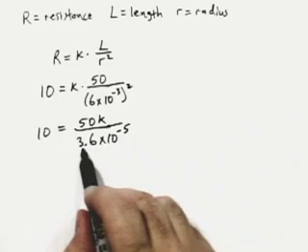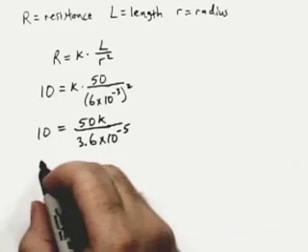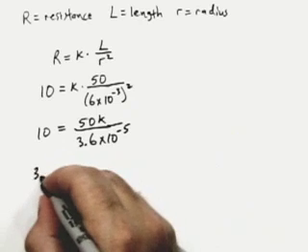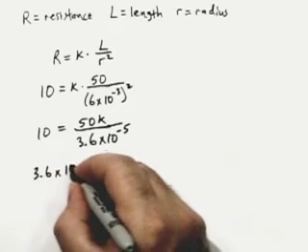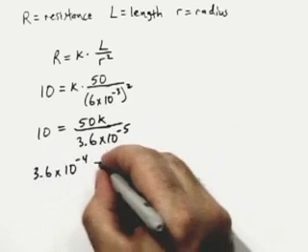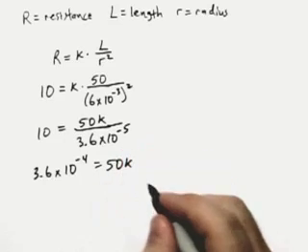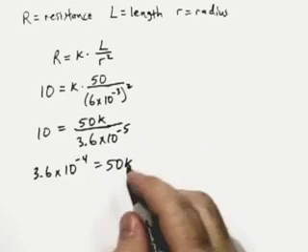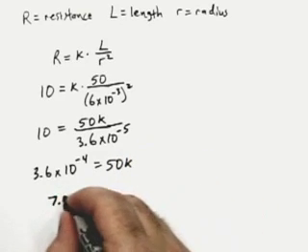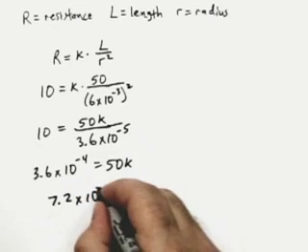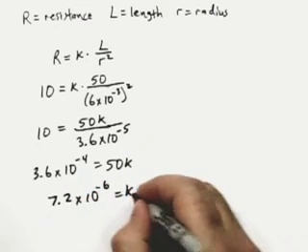If we multiply both sides by 3.6 times 10 to the negative fifth, we'll have 3.6 times 10 to the negative fourth is equal to 50K. Divide both sides by 50, and we get 7.2 times 10 to the negative sixth is equal to K.